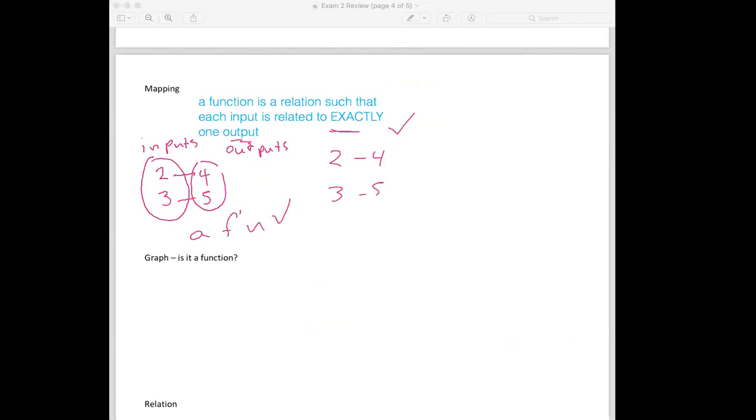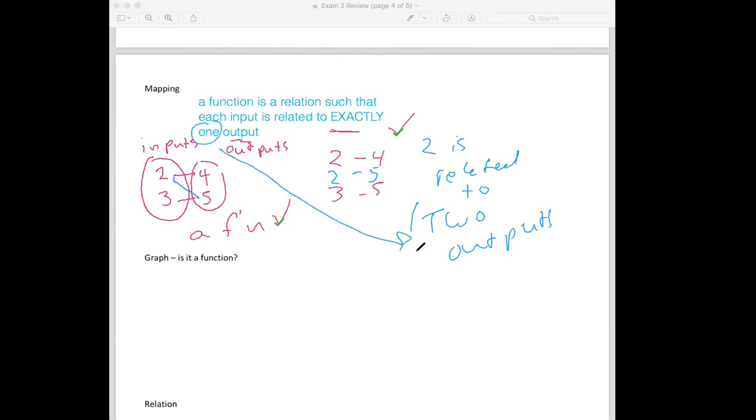But I could easily make it not a function by having 2 be related to 4 and 5. So now 2 is related to 4 and 2 is related to 5. So 2 is related to two things, two outputs. But our definition says that a function is only related to one output. So all you have to do is look at the left-hand side and see if there is only one spoke coming out of it or multiple spokes. If there are multiple spokes, then it is not a function.